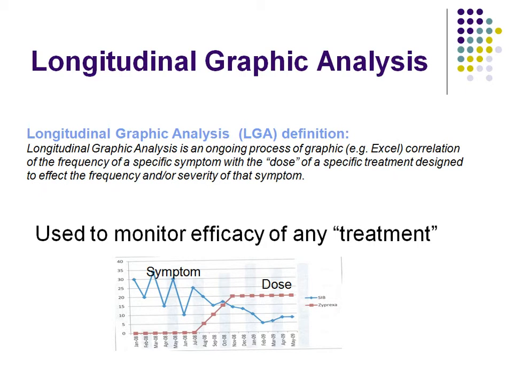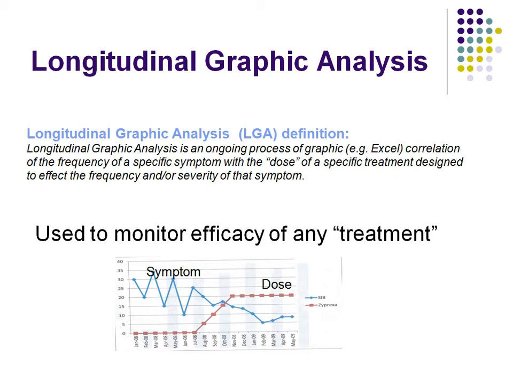And on this slide you can see an Excel graph which correlates a symptom with a dose, and the symptom is the blue line, and in this case self-injurious behavior, and the dose is Zyprexa with the red line, and there's a time period from January 2008 through May 2009. So a year and a half worth of information there, and the graph is called a treatment efficacy graph.